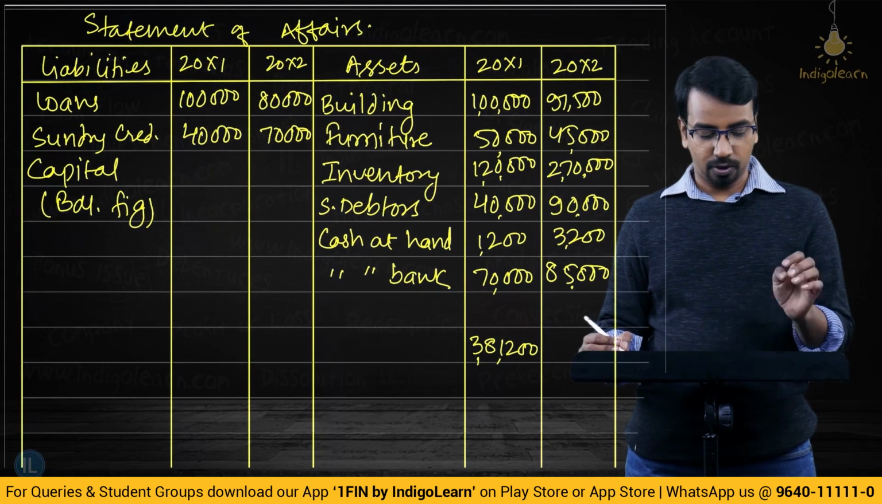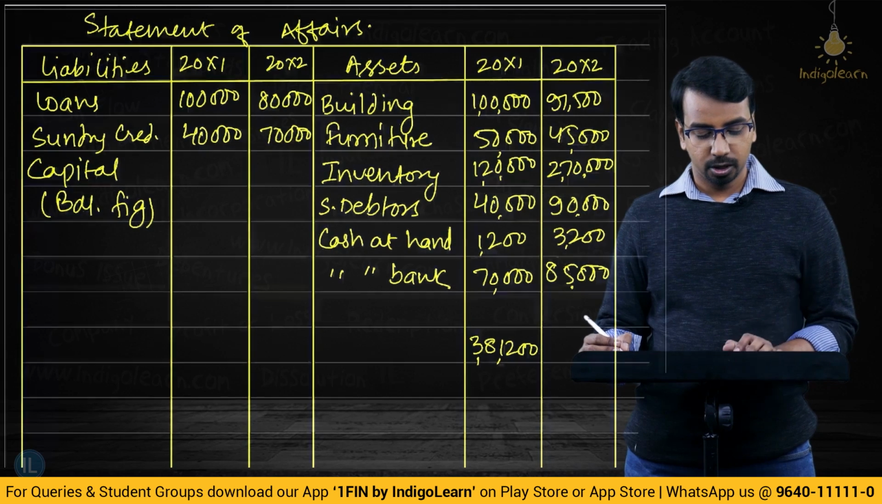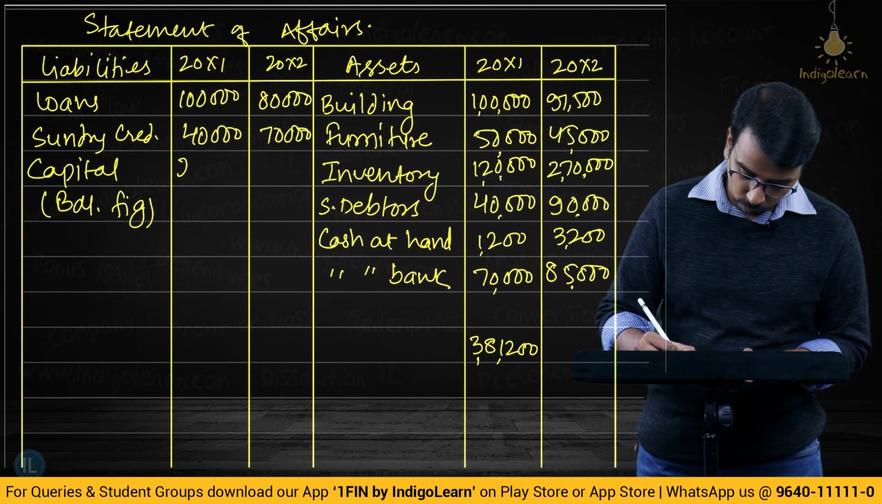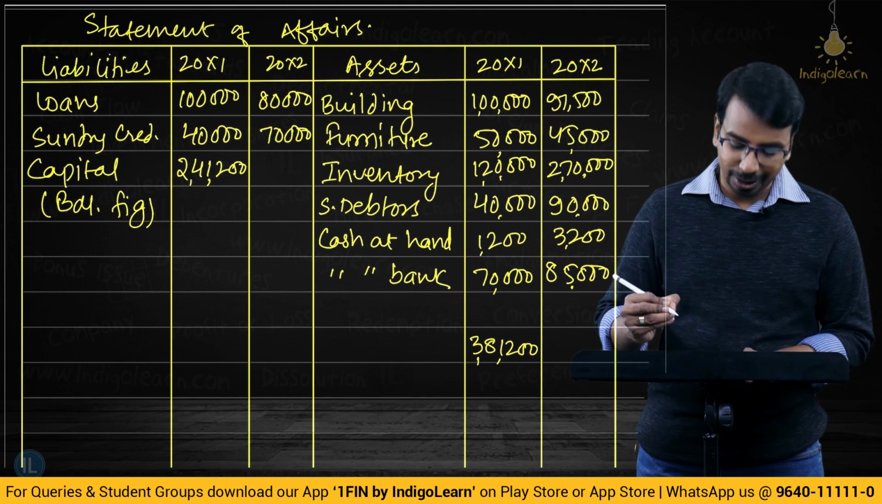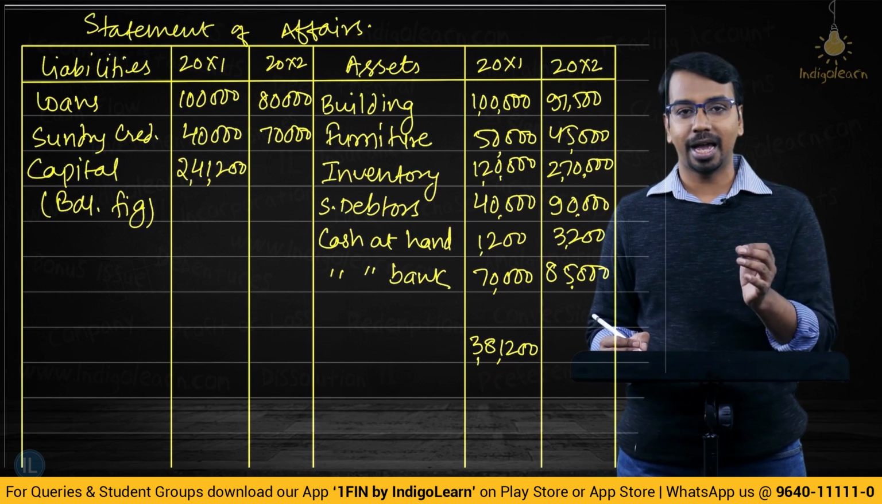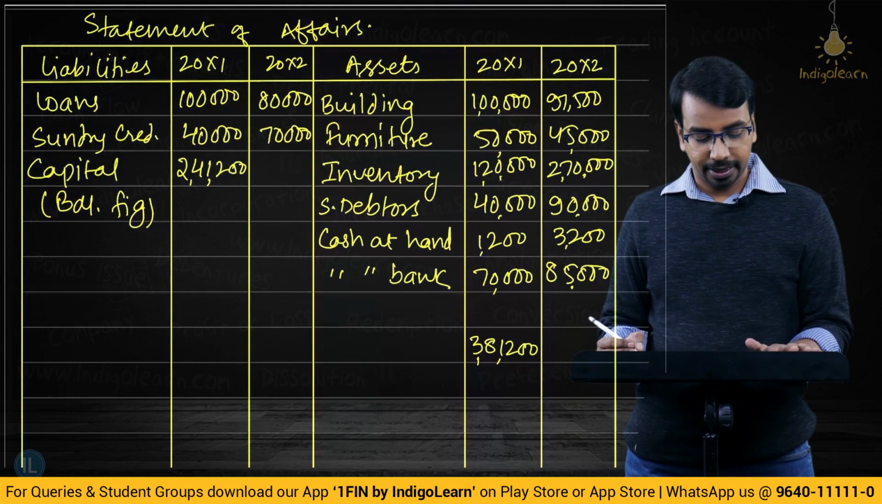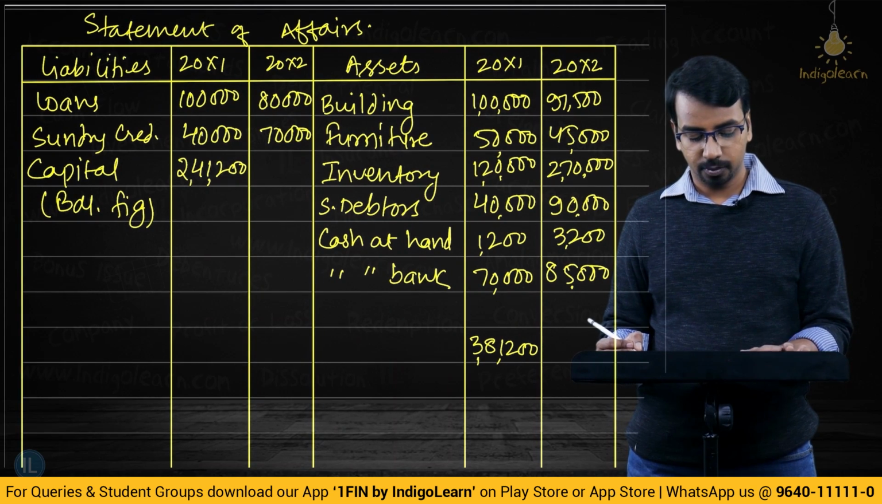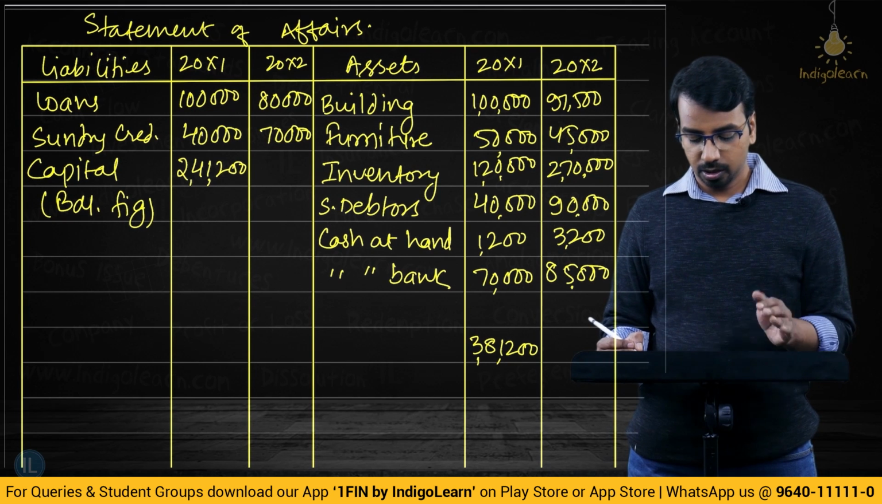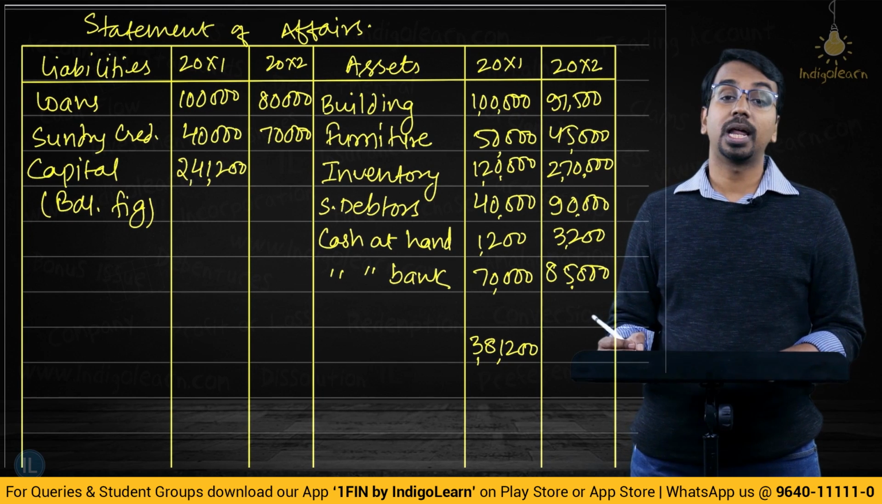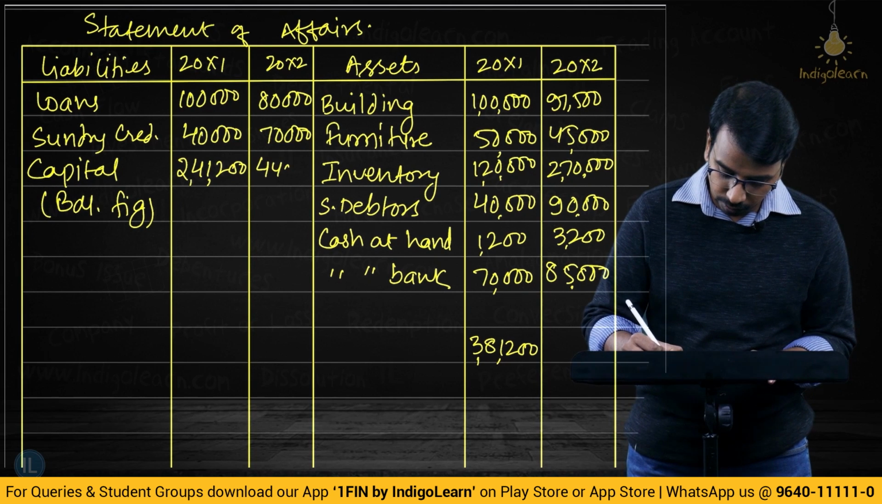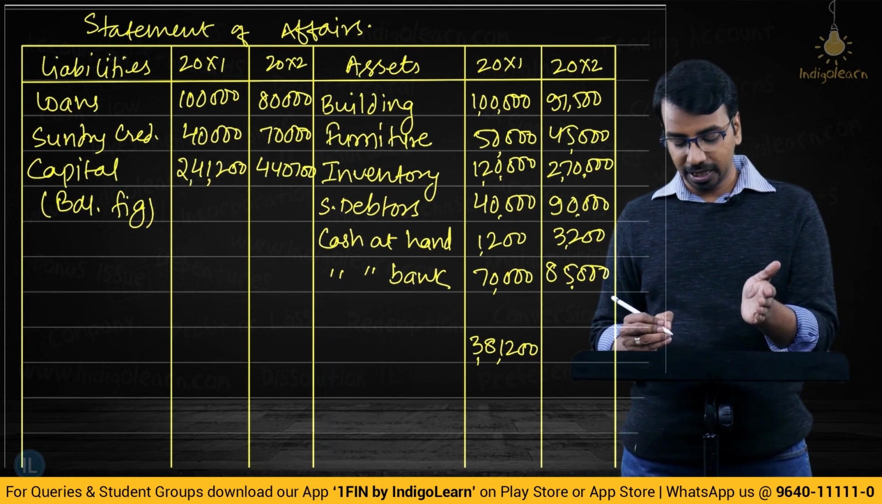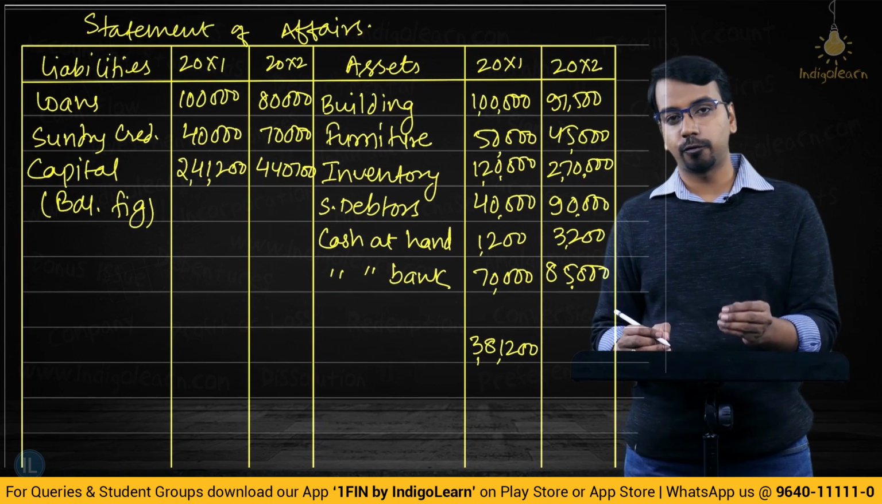Minus, if you look at the liability side, you have 1 lakh 40, so 140 if you subtract, you get 2 lakhs 41,200. That is the opening capital. Now look at the closing capital, 97,500 plus 45,000 plus 270 plus 90,000 plus 3,200 plus 85,000 minus 1,50,000. It is 4,40,700. So opening capital 241,200, closing capital 440,700.